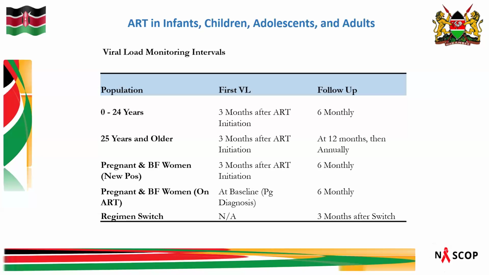For pregnant and breastfeeding women, the new positives are treated just like the other population. That is, the first viral load is undertaken after 3 months of ART initiation, and 6 months, and after every 6 months. Then pregnant and breastfeeding women who are already diagnosed, it's usually after every 6 months. And when we are doing a regimen switch, we don't do any VL, but we do it 3 months after the switch.